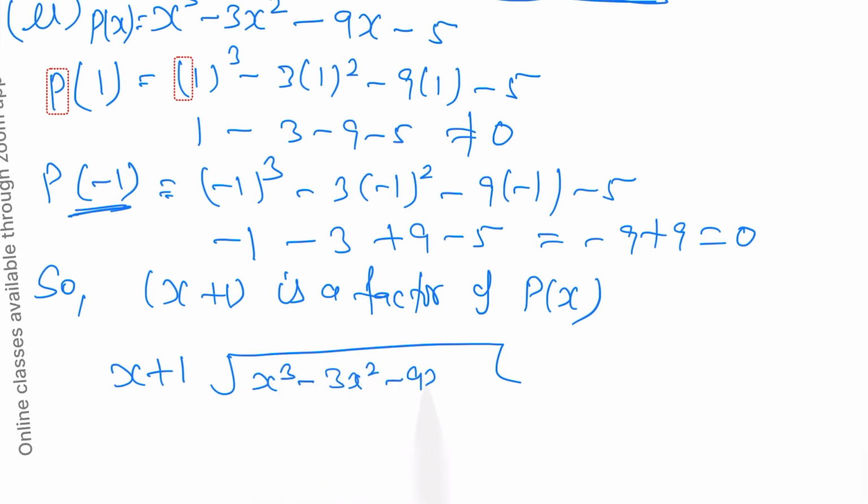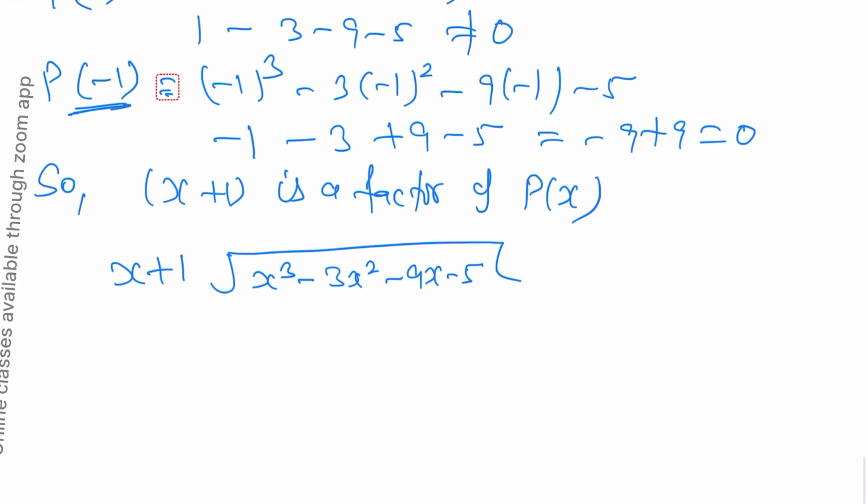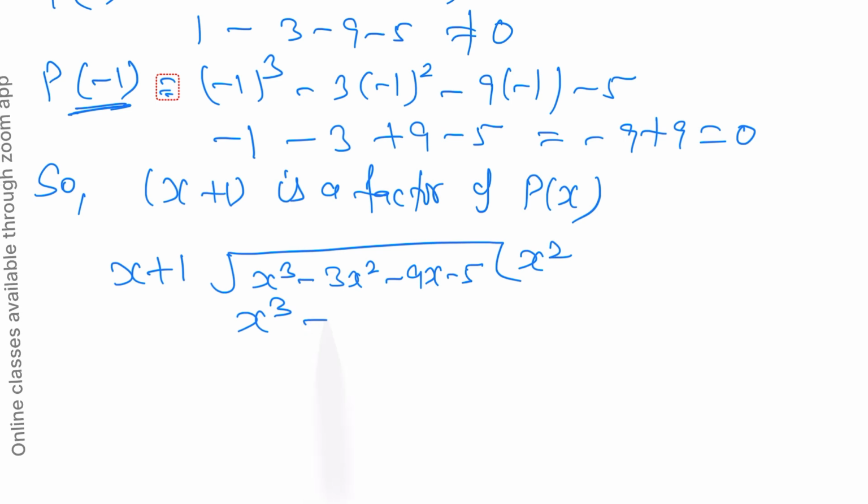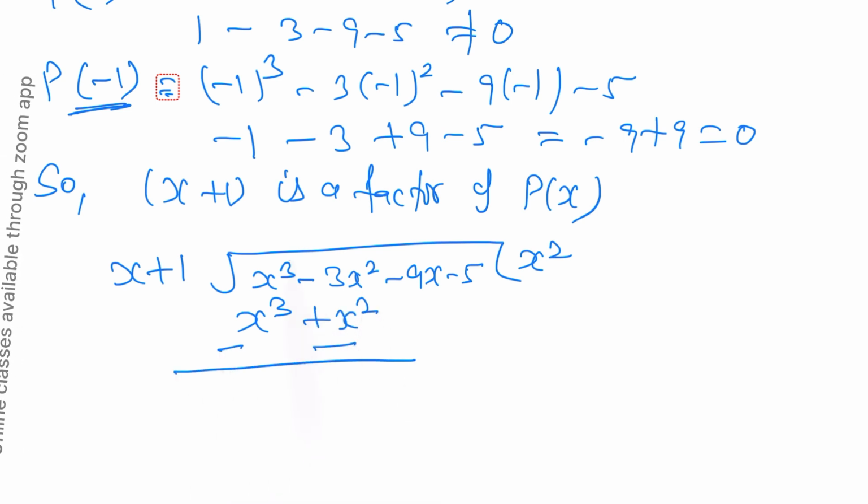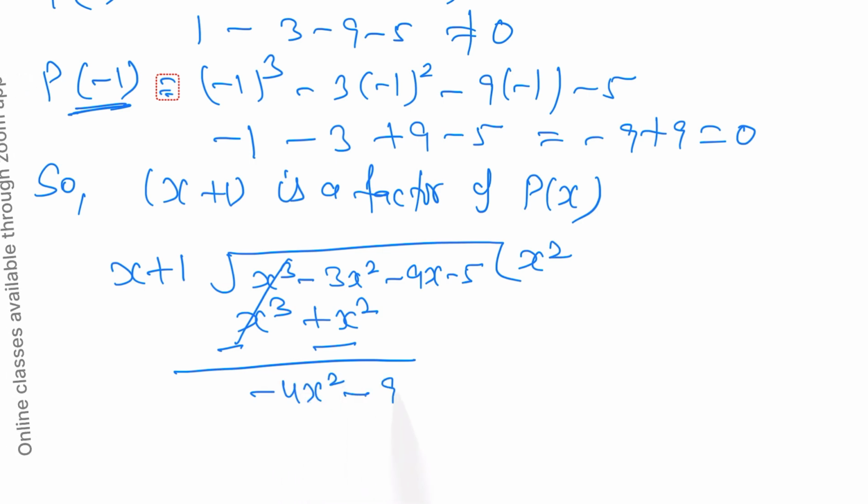So x cube minus 3x square minus 9x minus 5 is divided by x plus 1. So we need x cube. So what should be multiplied by x so that we can get x cube? It's x square. So now multiplying, x cube plus x square. Now subtracting. So we got minus 4x square minus 9x minus 5.